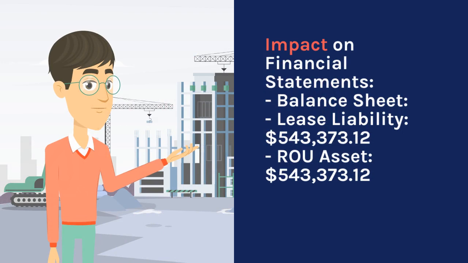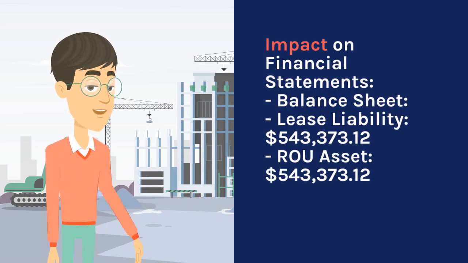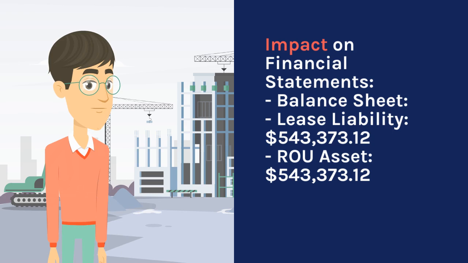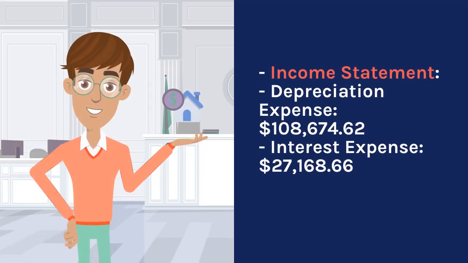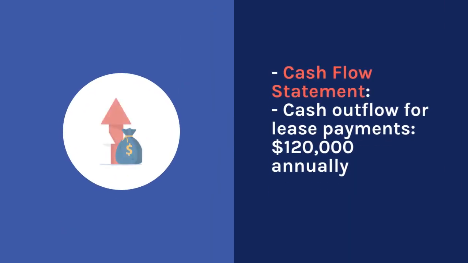Impact on financial statements. Balance sheet. Lease liability, $543,373.12. ROU asset, $543,373.12. Income statement. Depreciation expense, $108,674.62. Interest expense, $27,168.66. Cash flow statement. Cash outflow for lease payments, $120,000 annually.